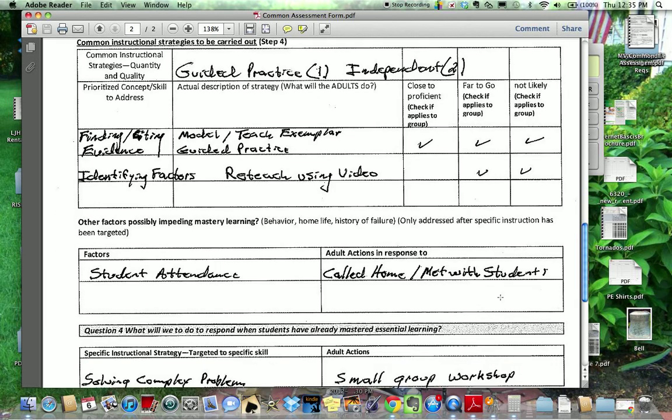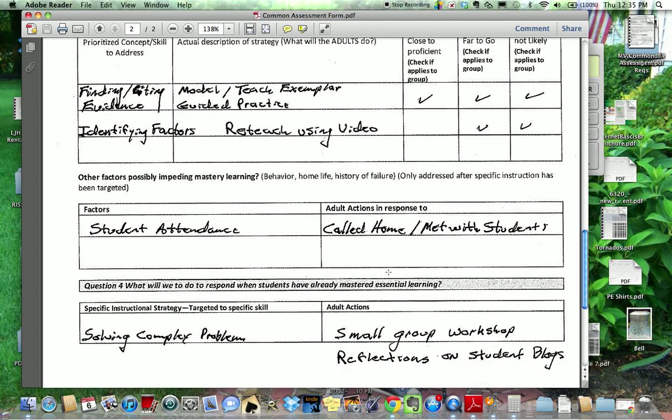And then the last part here, as we move down, is other factors possibly impeding mastery of learning, and this would only be filled out after we have done this part up here. What factors still contributed to some of those students not mastering? Well, maybe it was student attendance. What actions did I take? Well, I called home and I met with the students.